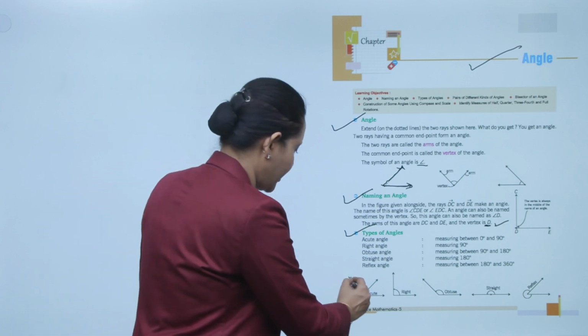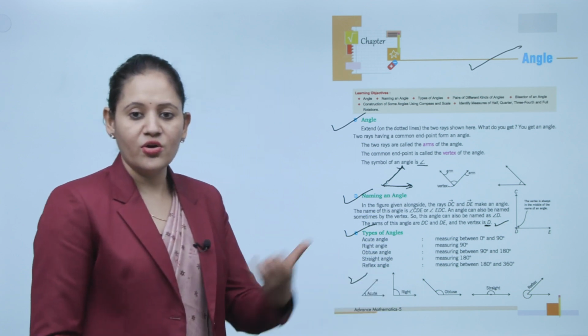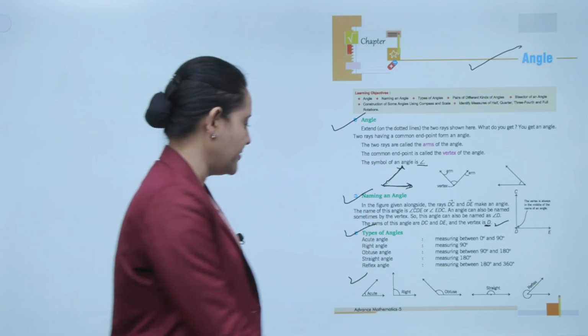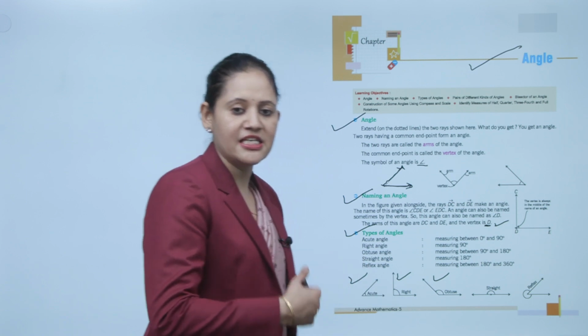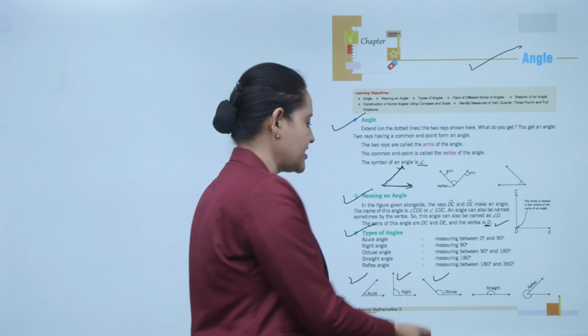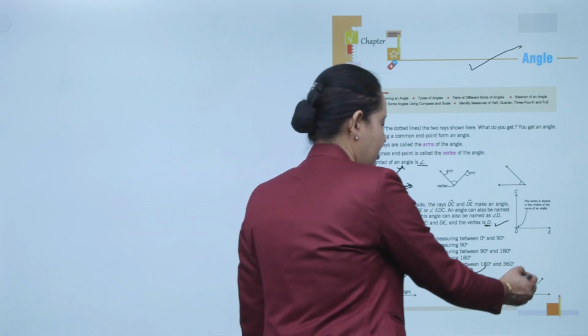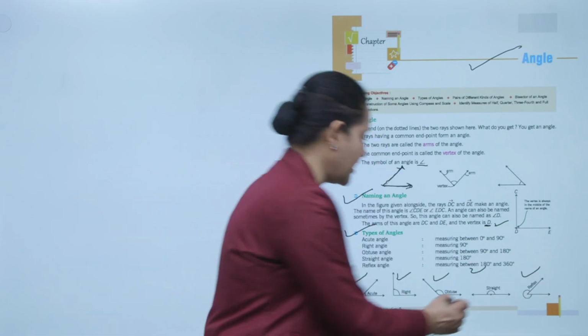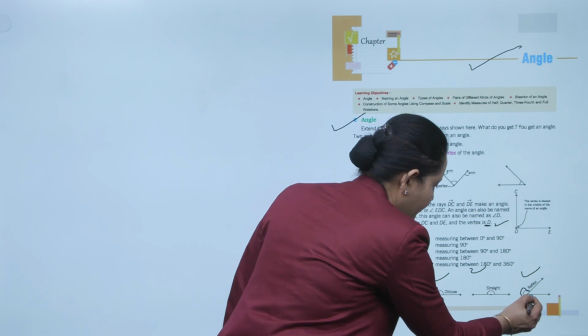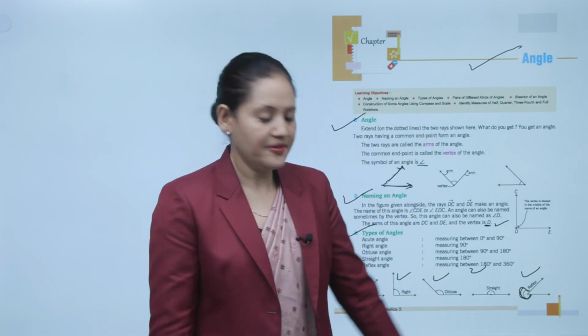This is acute angle, between 0 and 90. Right angle, 90 degree. Obtuse angle, between 90 to 180. Straight angle, 180 degree. Reflex angle, between 180 to 360. This is the reflex angle. Clear?